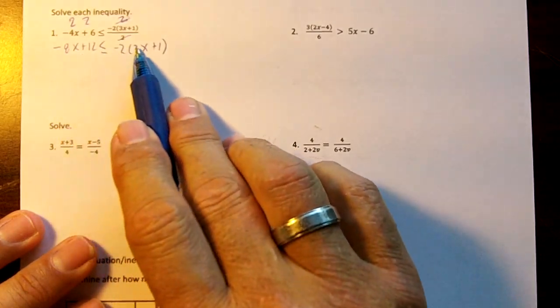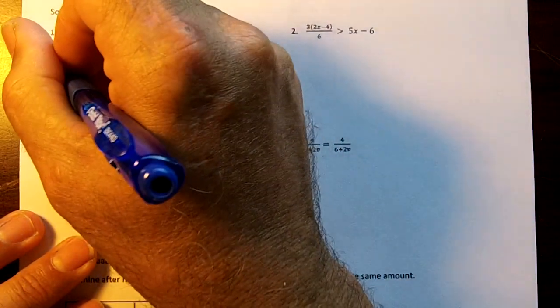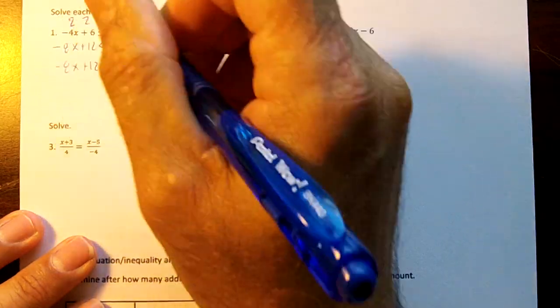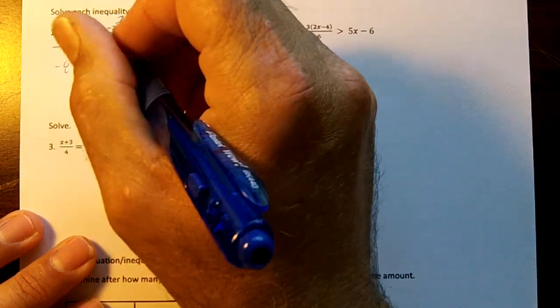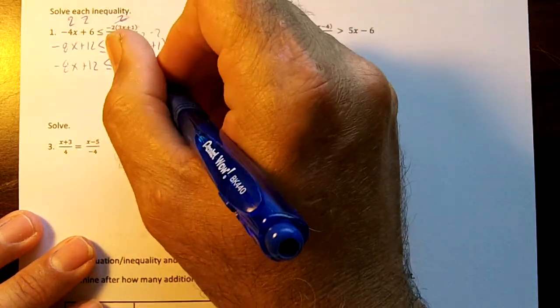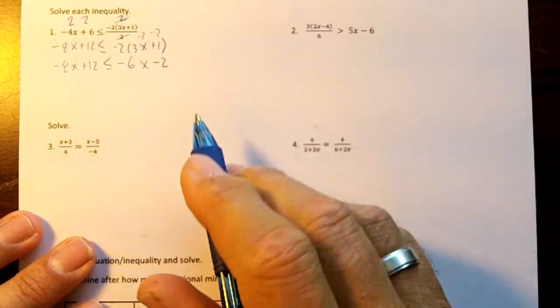Okay, so now I don't have a fraction, do I? So I'm going to distribute my negative 2 next. I'm going to have negative 8x plus 12 less than or equal to, negative times a positive is a negative, 2 times 3 is 6, the letter's x, negative 2 times a positive 1 is a negative 2.